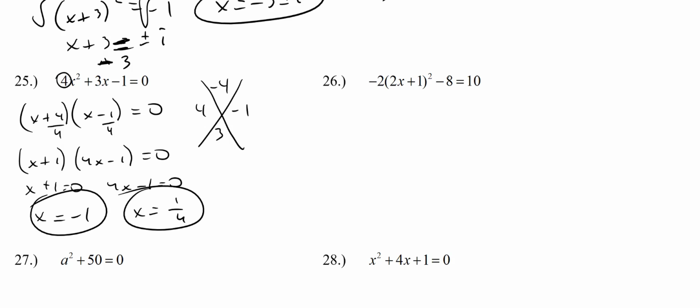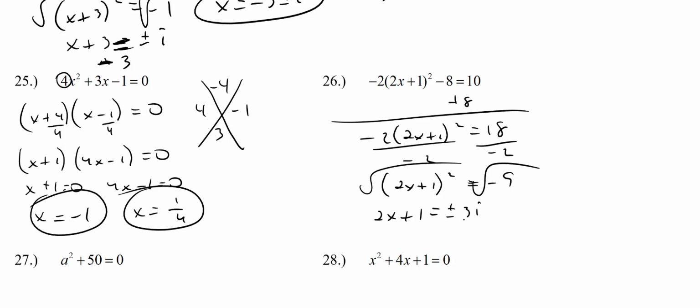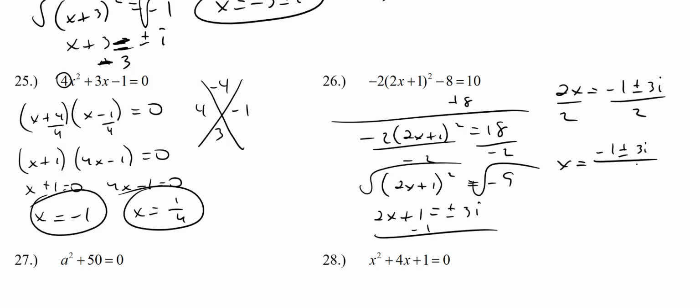Okay, this one's definitely the square root method. So I'm going to add 8 to both sides. So negative 2 times (2x plus 1) squared equals 18. Divided by negative 2. So (2x plus 1) squared equals negative 9. And then take the square root. And remember, we got a negative under the square root, so you get an i. So it's 2x plus 1 equals plus or minus 3i. We subtract 1, so you get 2x equals negative 1 plus or minus 3i, and then divide by 2. So you can even leave it like that. x equals negative 1 plus or minus 3i over 2.